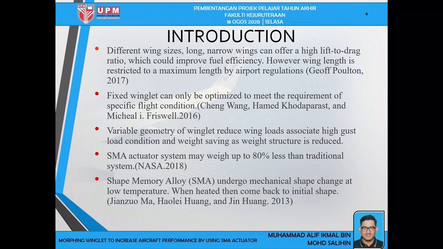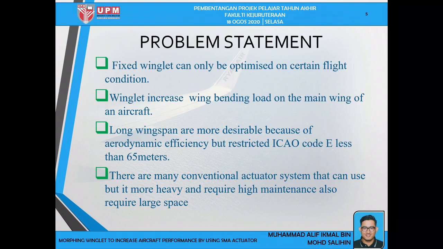And shape memory alloy, SMA, undergoes mechanical shape change at low temperature, and when heated, comes back to its initial shape. That is why the SMA material can be used as an actuator. The problem with the current technology is that a fixed winglet can only be optimized for a certain flight condition, which is the cruising speed only, but non-cruising is not very efficient.